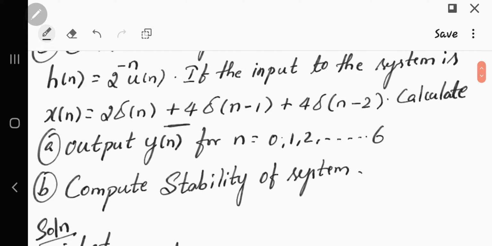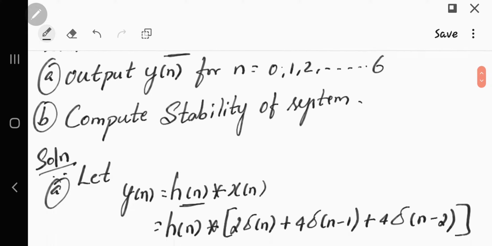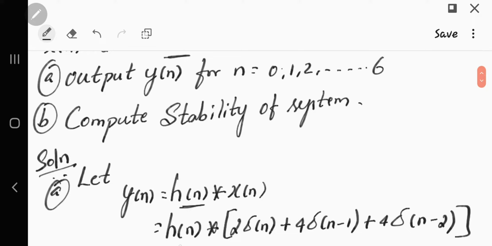To get the output y of n, the first thing is we have to simplify the equation and bring it to a form where y of n is expressed in terms of the impulse response only. So how to do that? Let's begin. Let y of n be equal to h of n convolved with x of n. Here I have substituted the values: h of n, and x of n is 2 delta n plus 4 delta n minus 1 plus 4 delta n minus 2.